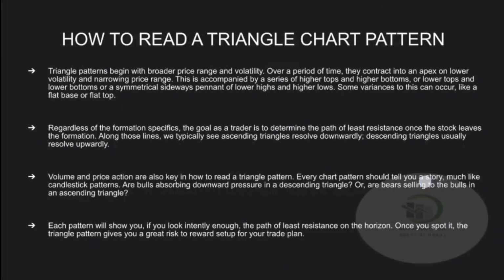How to read a triangle chart pattern? Triangle chart patterns begin with a broader price range and volatility. Over a period of time, they contract into an apex on the lower volatility and narrowing price range. This is accompanied by a series of higher tops and higher bottoms, or lower tops and lower bottoms, or a symmetrical sideways pennant of lower highs and lower lows. Some variations to this can occur, like a flat base or flat top.